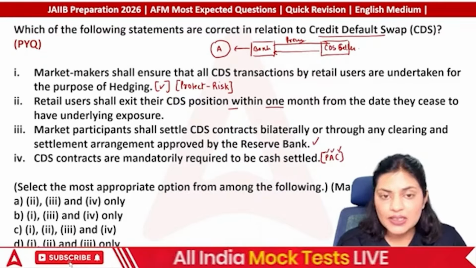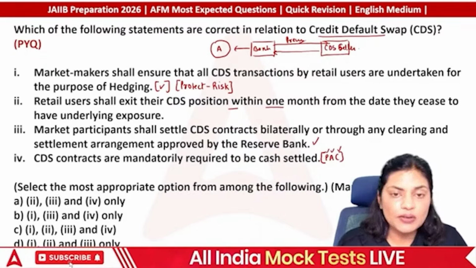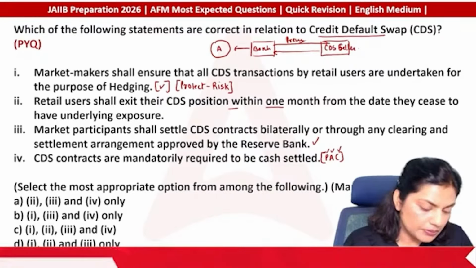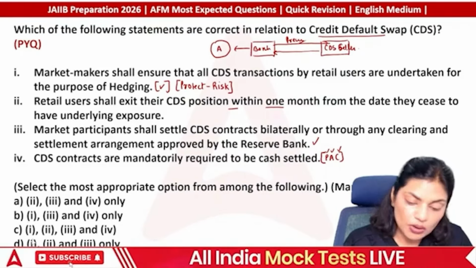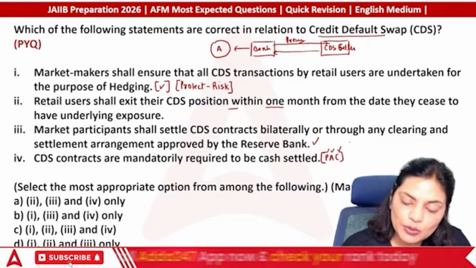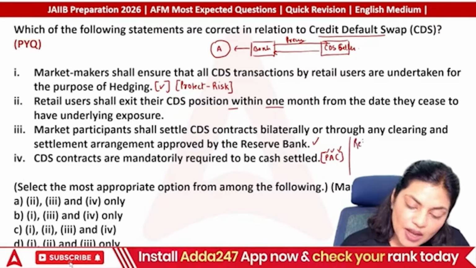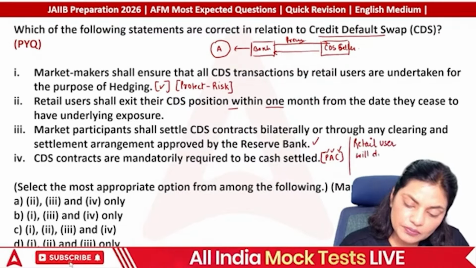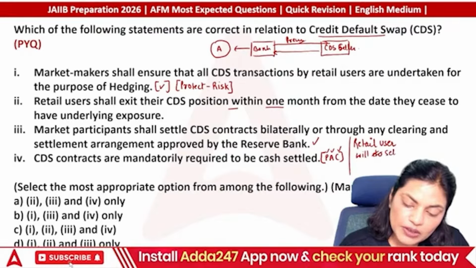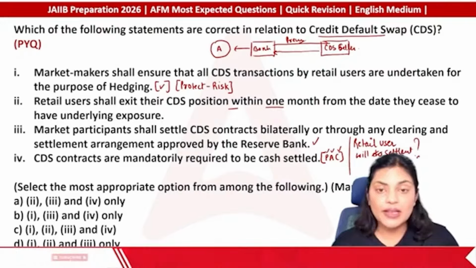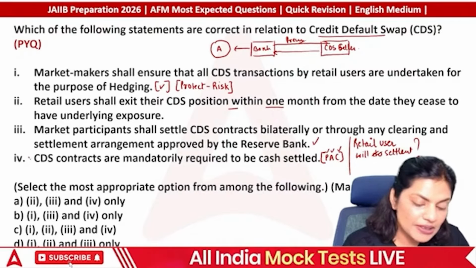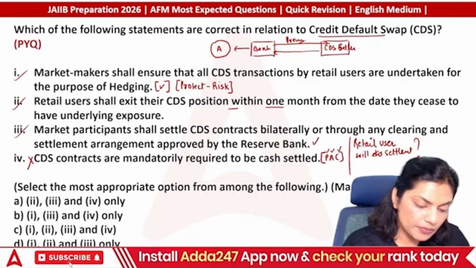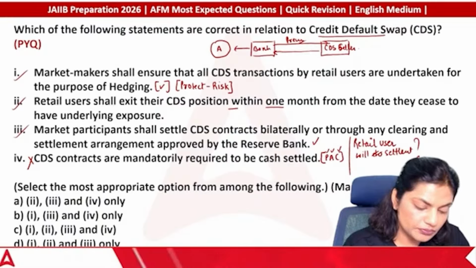Right? And if it is a retail user, it can be settled via auction, or cash or physical form. So if it is a retail user, how can a retail user settle it? How will a retail user settle it? You have to answer that in comments. Now, as per this, the fourth statement is wrong. First, second and third are correct. So our answer would be option number D, that is first, second and third.